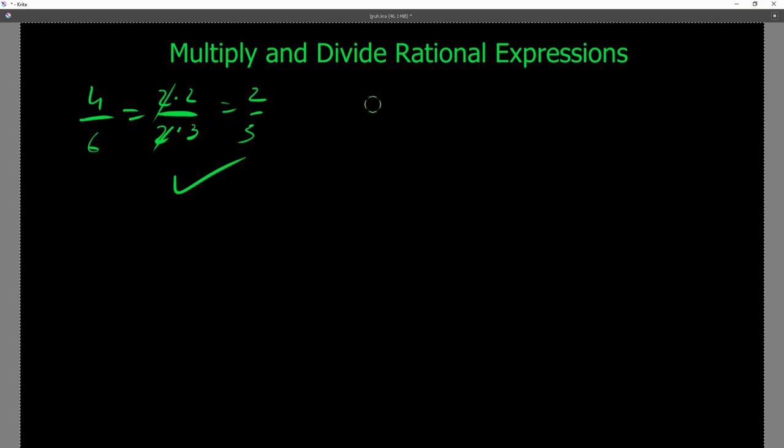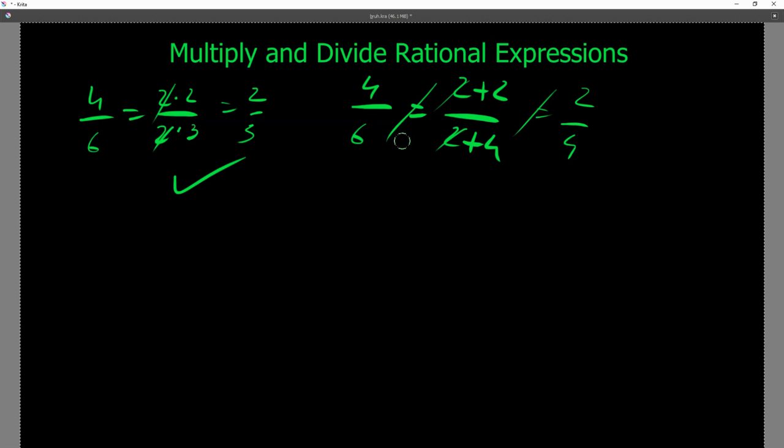That is good. If you have 4 over 6 and you have (2 plus 2) over (2 plus 4), and then you cancel the 2's, and then you get 2 over 4. This is not good, okay? No, no, no, you can't do that, okay? Because if they're added, you can't cancel them. If they're multiplied, you can cancel, okay?